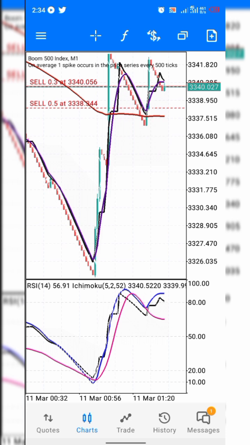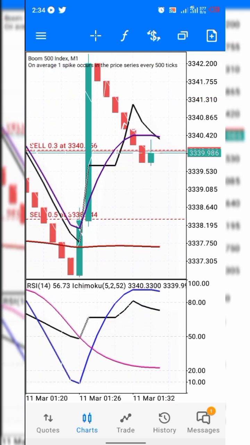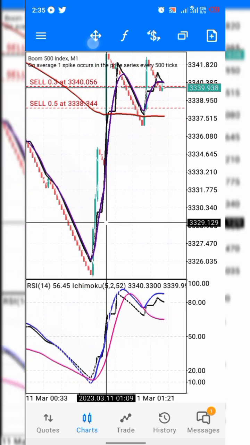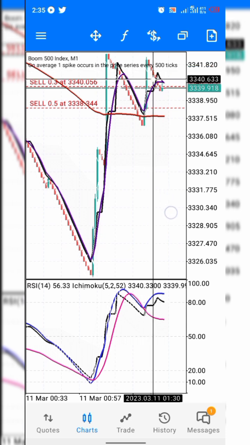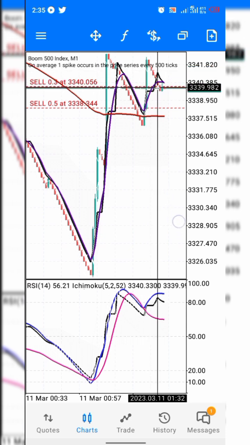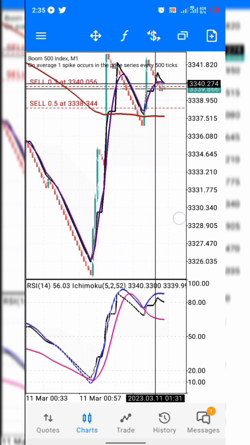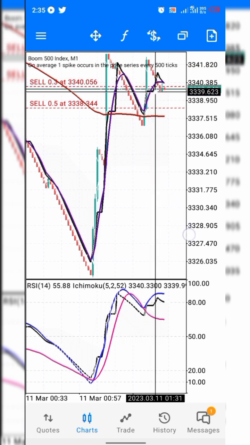Once you click on sell, you wait for the market to give you your 5 candles, and then you move out. If you notice these indicators, the candles have already crossed them downwards before I entered the market. So you have to also wait and let the market cross these indicators downwards before you take your trade.